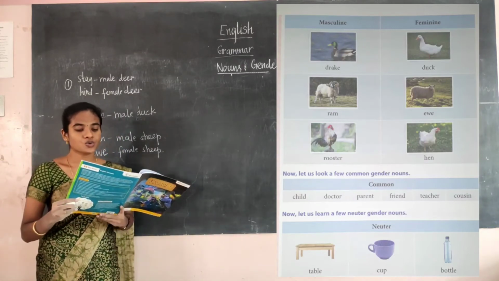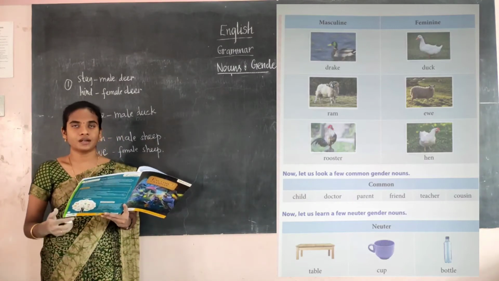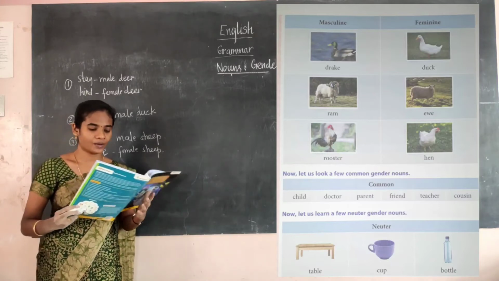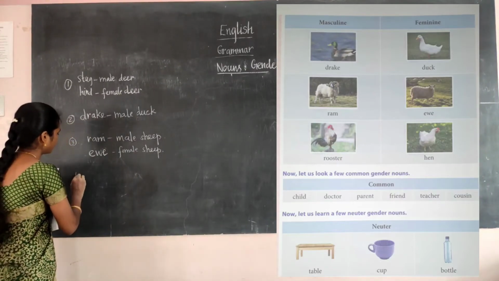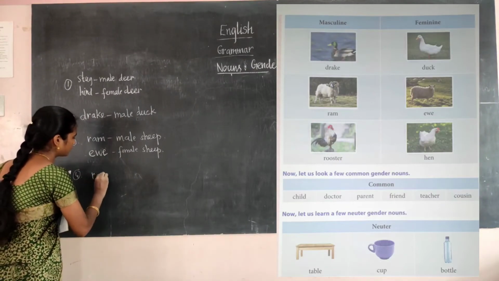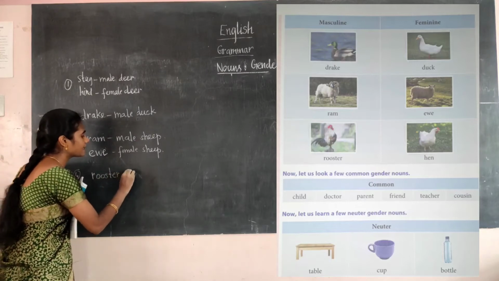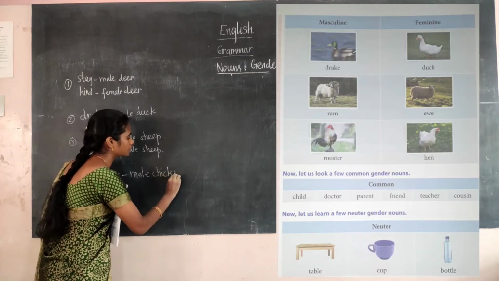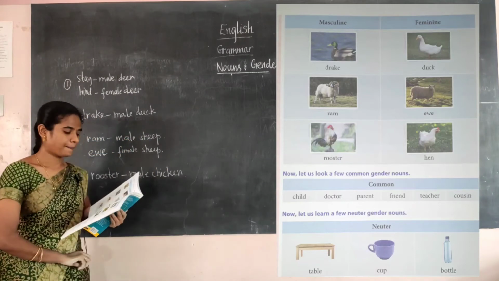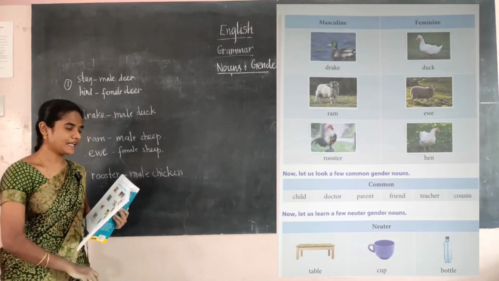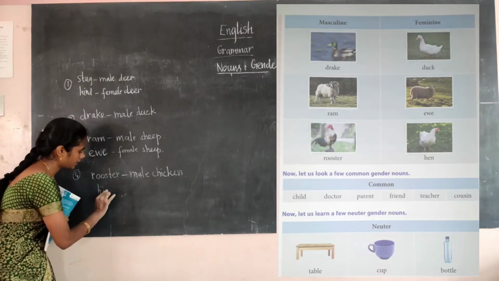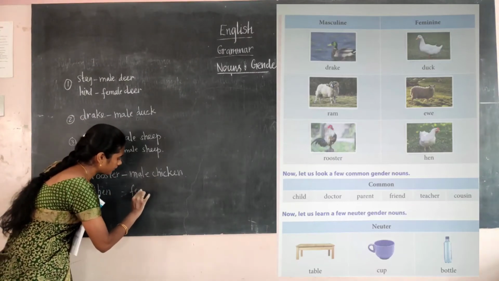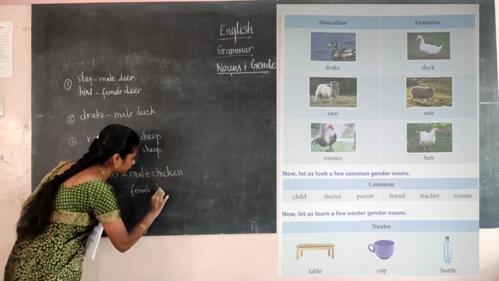Then next, rooster. Rooster means male chicken. Hen means female chicken. Okay, hen means female chicken.